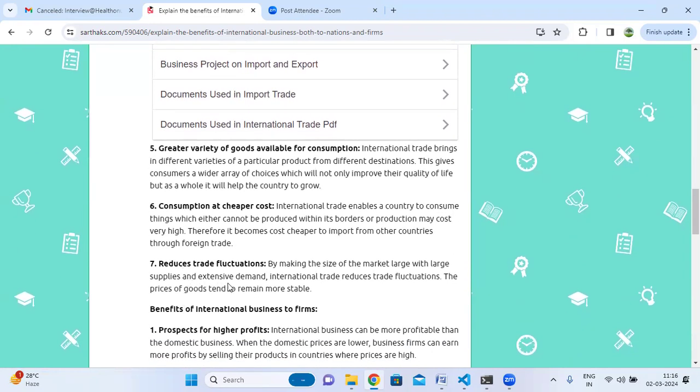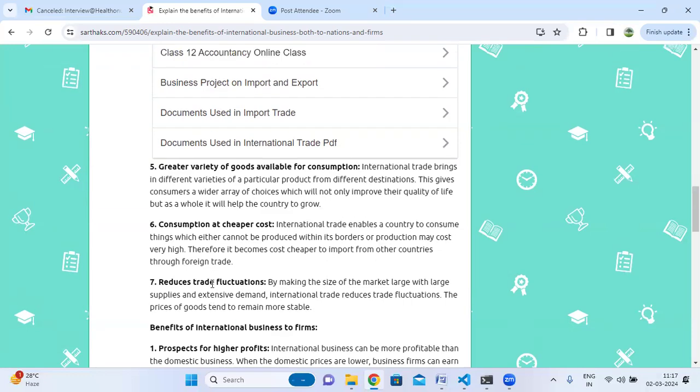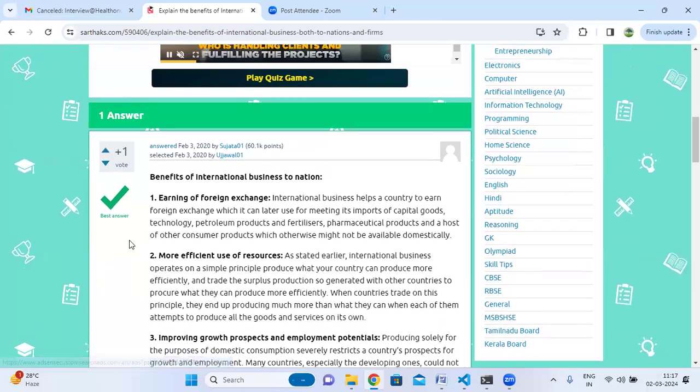Next one, reduces trade fluctuations by making the size of the market large, with large suppliers and extensive demand. International trade reduces fluctuations in the prices of goods and services, so prices tend to remain stable. So these points are the benefits of international business.